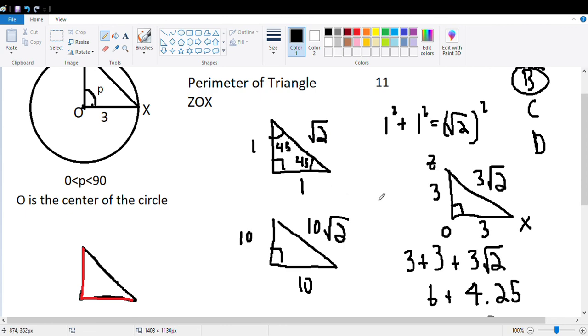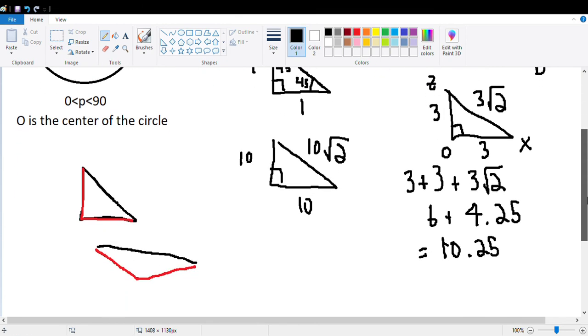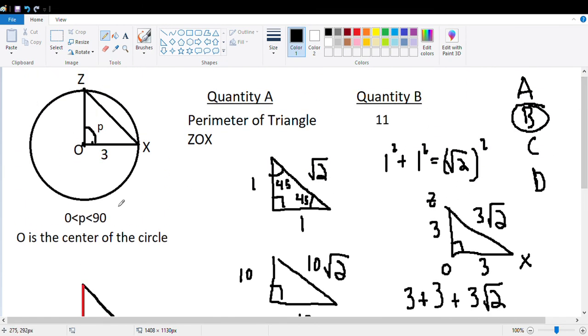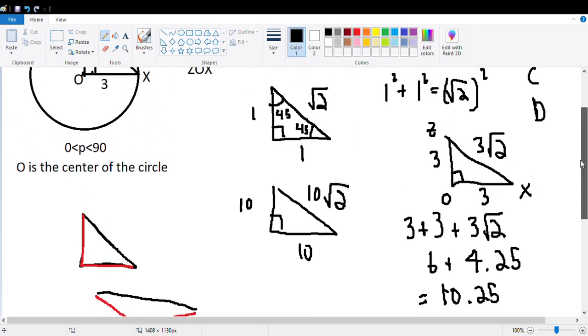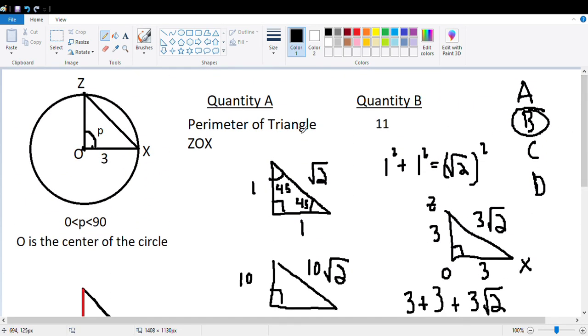And in the GRE, the thing that you want to do the most is try to maximize time. We took the extreme case. We said, look, the largest value that P can be is 90. Well, actually not 90, but less than 90. We assumed 90, so we have an extreme case where we have the largest perimeter, a perimeter that's larger than any of the possible perimeters. We found that that value is 10.25, and therefore, since all of the perimeters are less than 10.25, they must be less than 11. And that's how we chose quantity B.